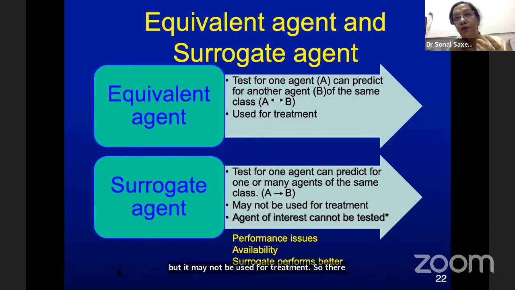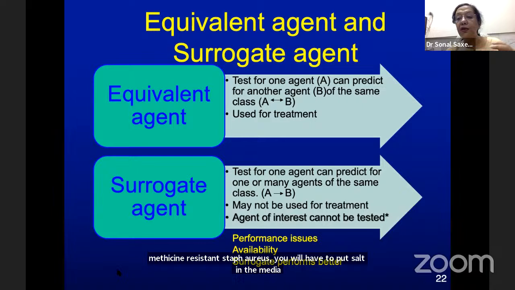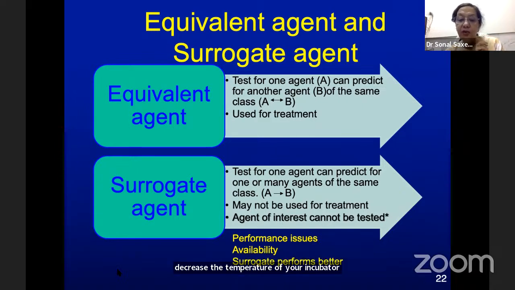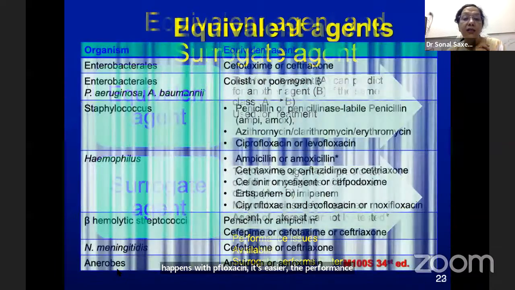For example, if you want to test for methicillin resistant Staph aureus, you will have to put salt in the media and decrease the temperature of your incubator. All those you want to avoid, so you are testing by using cefoxitin. So if the surrogate performs better, as happens with pefloxacin, it's easier, the performance issues are not there. In those cases, you will use surrogate agents.